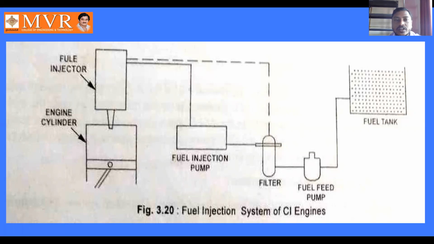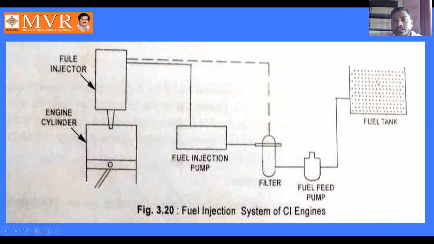In the fuel injector the fuel is atomized, meaning broken into small particles, and it is sent into the engine cylinder for the working process. This is about the working principle of the fuel injection system of a CI engine. Once again I will explain the working principle of the fuel injection system of a CI engine.